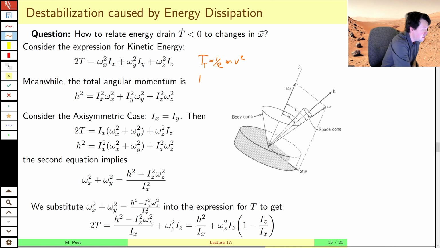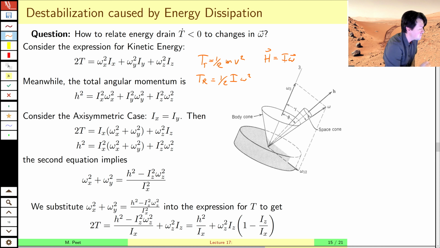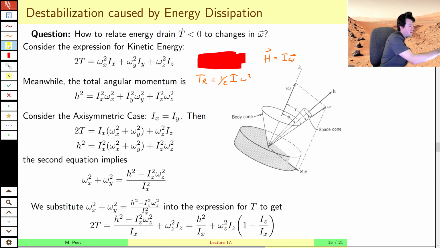So that's translational, and then rotational kinetic energy is 1/2 I omega squared. Well, if we have magnitudes here, that's rotational kinetic energy. And remember what angular momentum is. It's I omega, where this is a scalar and that's a vector. We're not going to pay much attention to that, so let's just mark that out. We have rotational kinetic energy, and we have angular momentum.